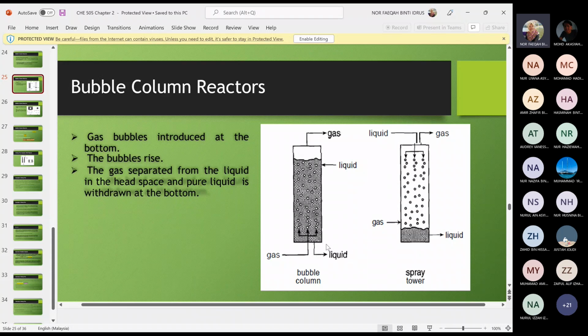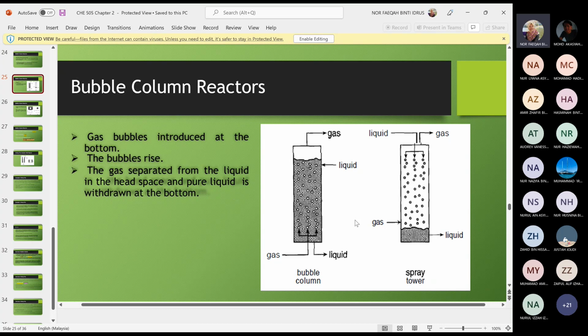Liquid here is liquid product. Liquid yang ni liquid reactant. Gas here, the remaining gas or the product. Okay, either one. Okay, sometimes boleh jadi the reaction will produce product in liquid phase and also in gas phase. So kalau ada product in gas phase, dia akan the outlet stream is at the top.